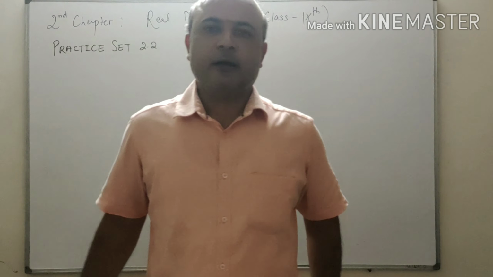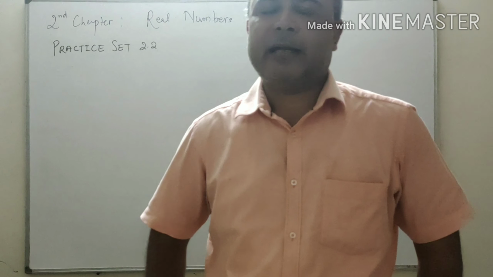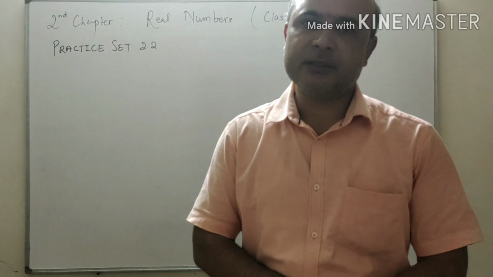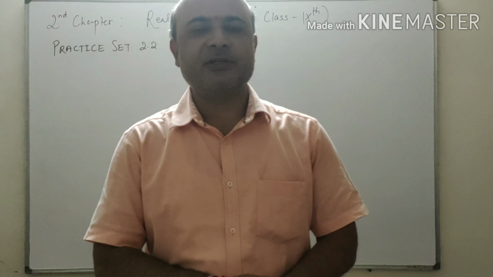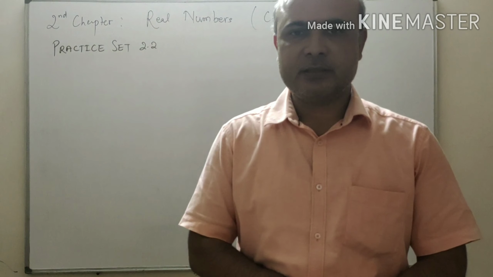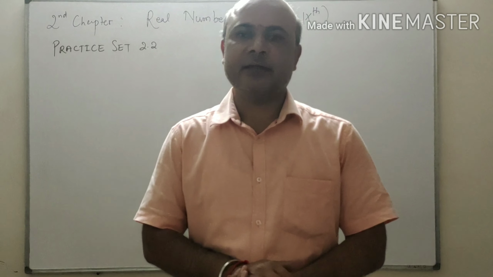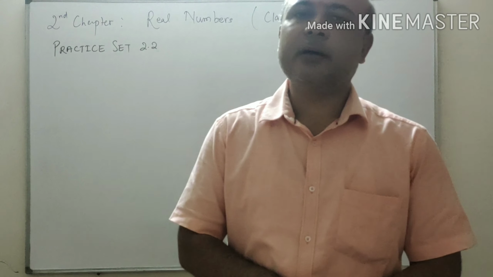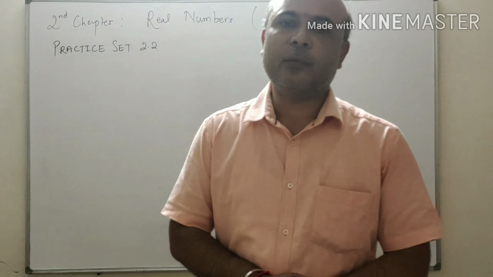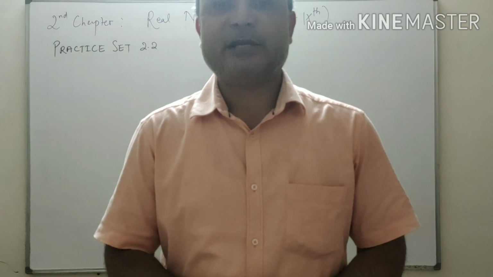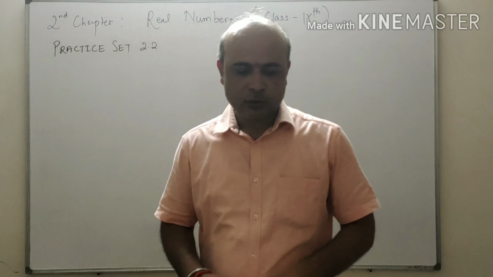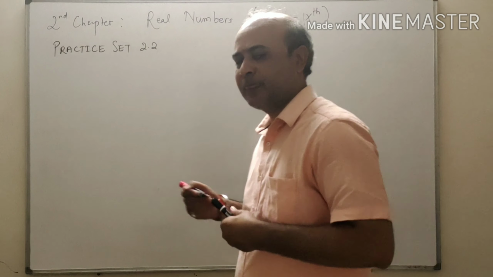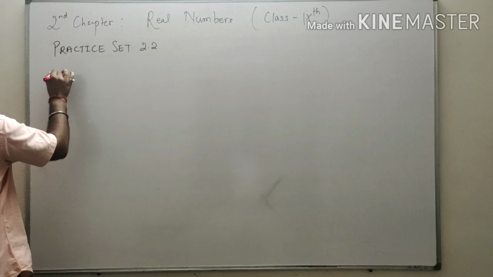I am Ranjit sir, and student, today we are going to start practice set 2.2, and our chapter is Real numbers. Student, we know already we have discussed what are irrational numbers. A number which can be written in the form of P upon Q is called a rational number. A number which cannot be written in the form of P upon Q is called an irrational number.